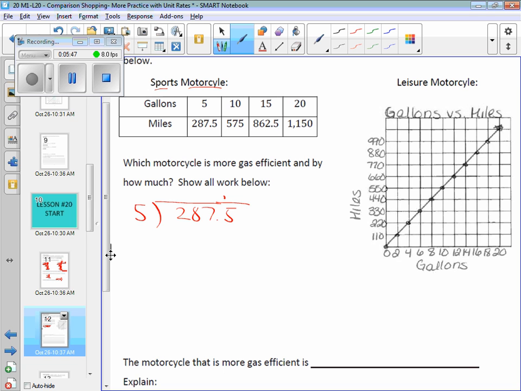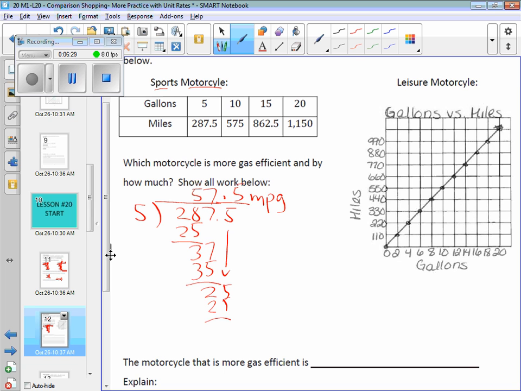Does 5 go into 2? 5 go into 28? How many times? All right, 5 into 37. 7 is good. Still not done. Bring down the 5. It's going to terminate here. Exactly 5 times. It terminates there. We're good. 57.5 miles per gallon.